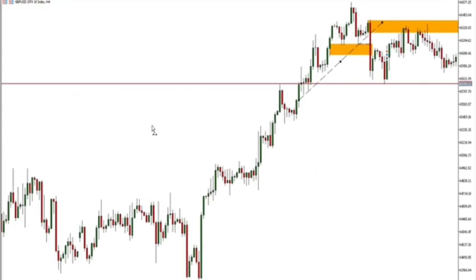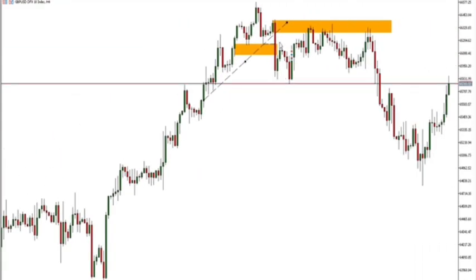If you look at my chart right here, I have something like this. This is exactly what we saw. We have the trend moving. We have a higher high that was formed.